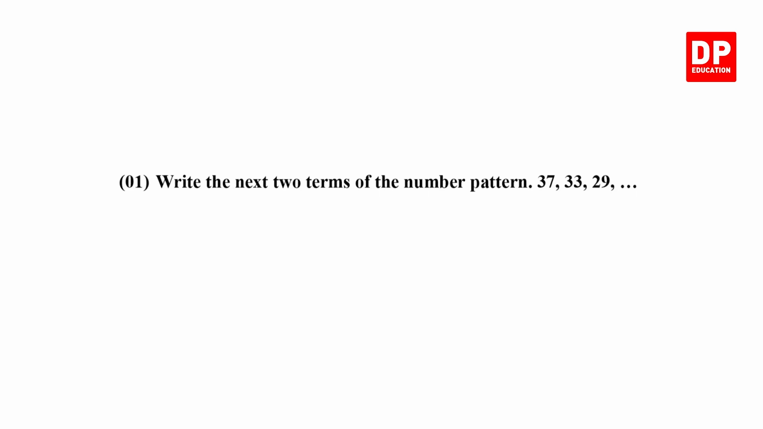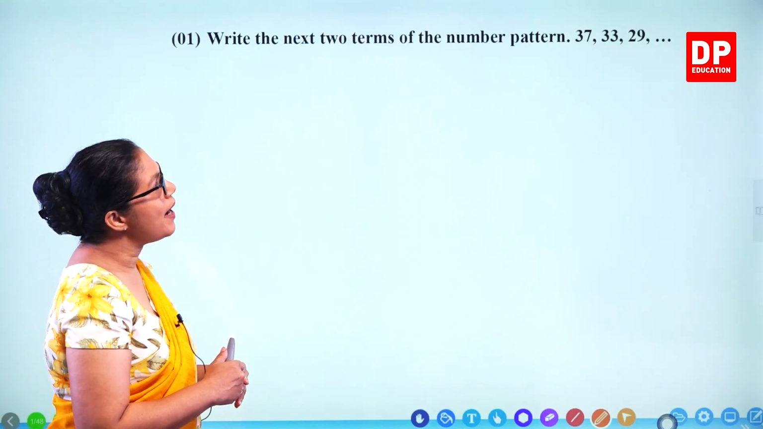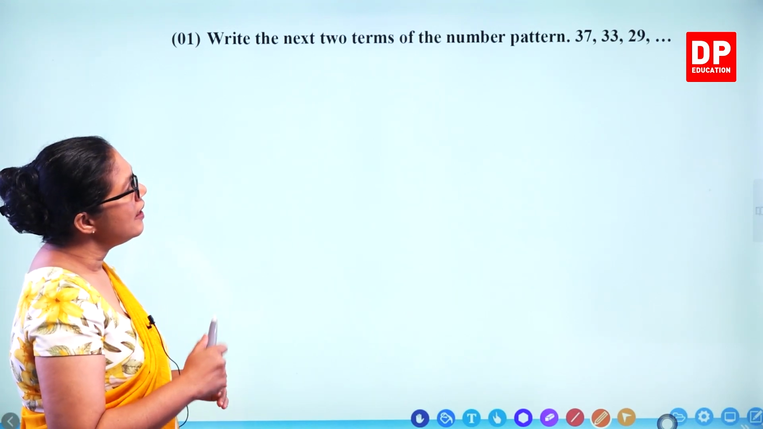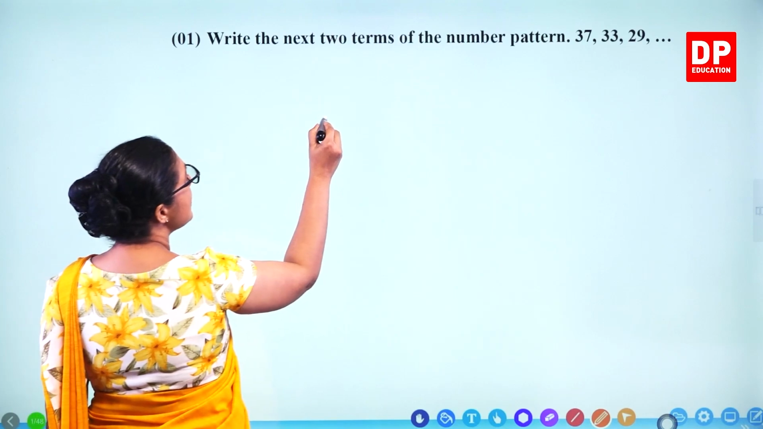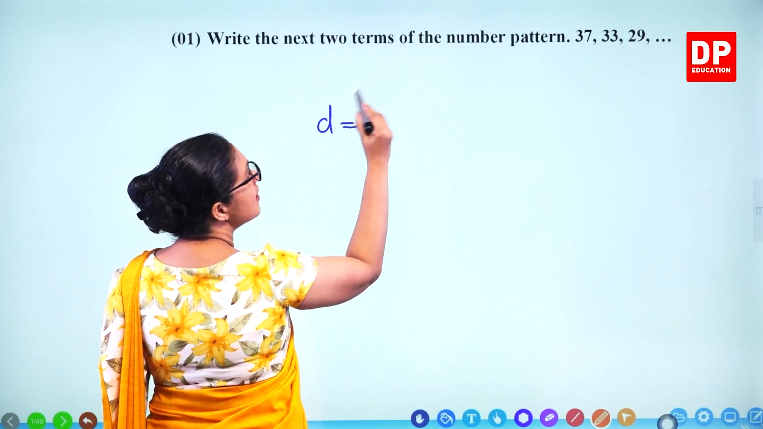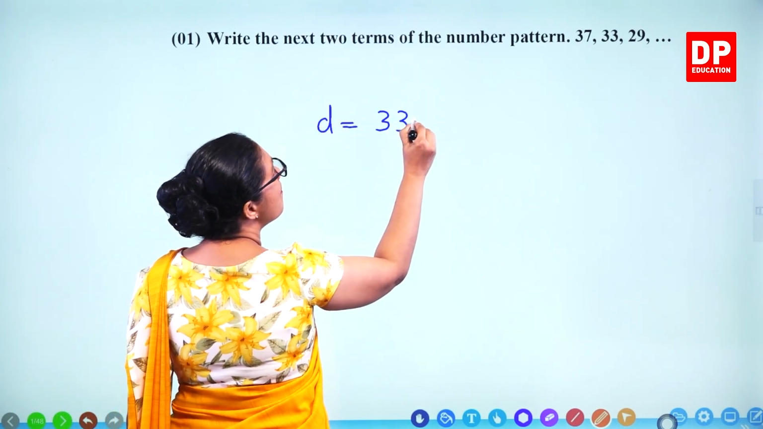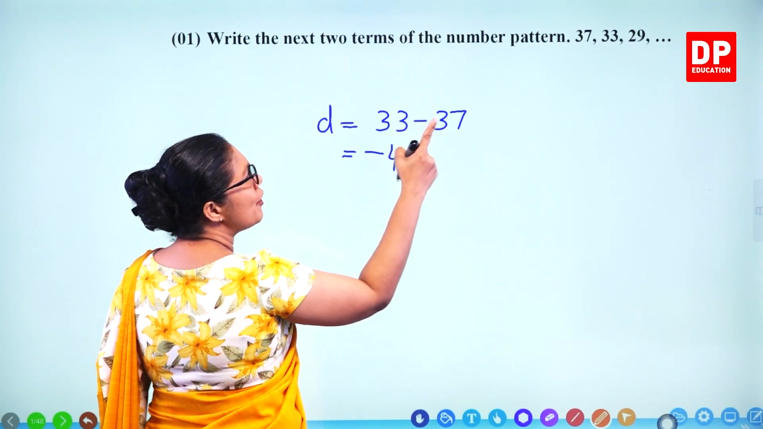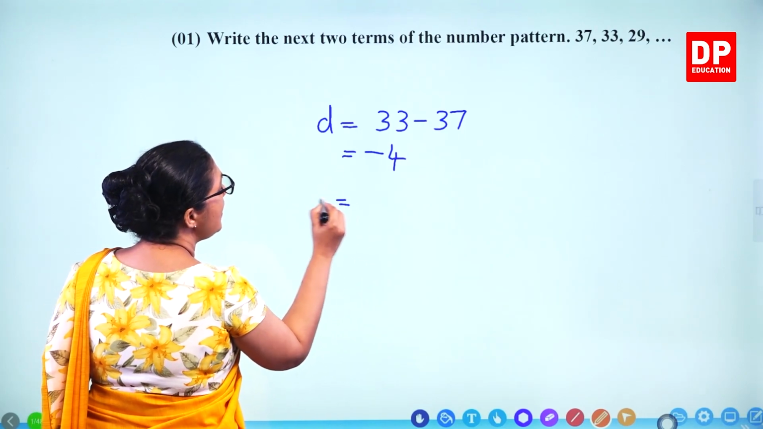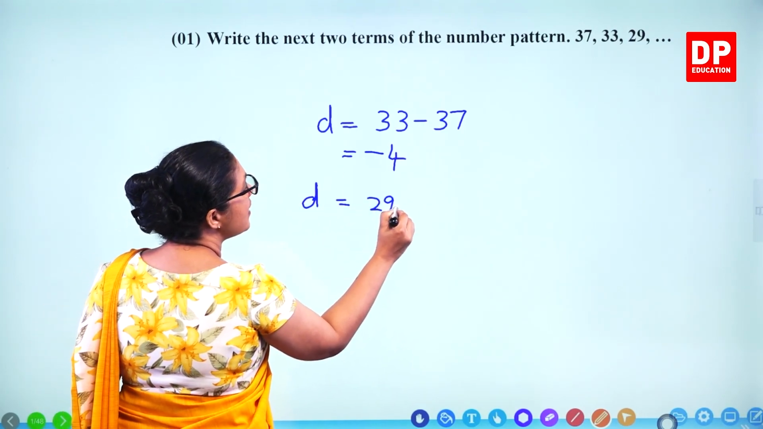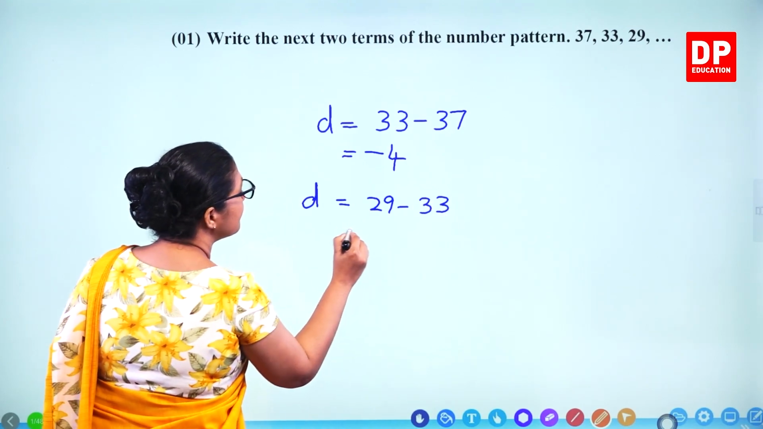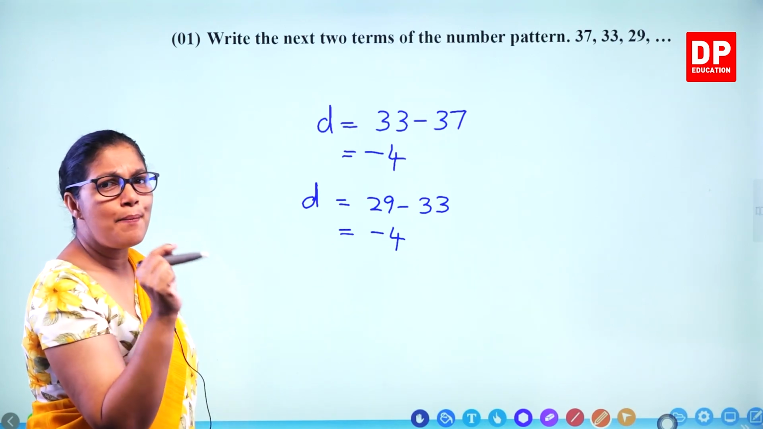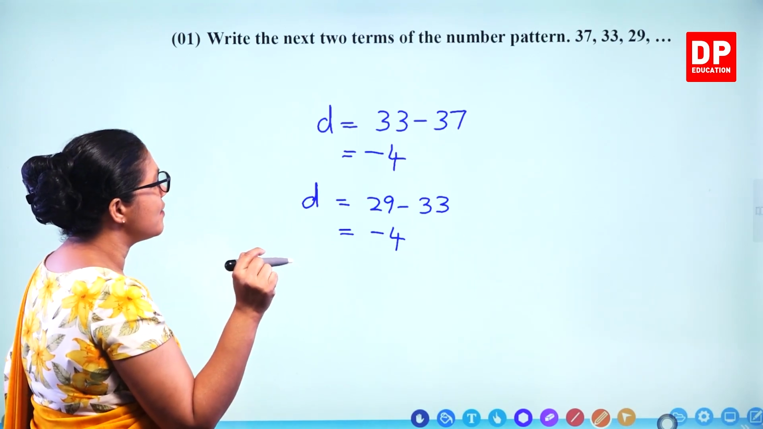Question number 1. Write the next two terms of the number pattern 37, 33, 29. Look carefully. We'll take the difference and see. Difference is any term minus the previous term. You get minus 4 here. What about the next one? 29 minus 33, minus 4. So the same difference, the common difference is minus 4.